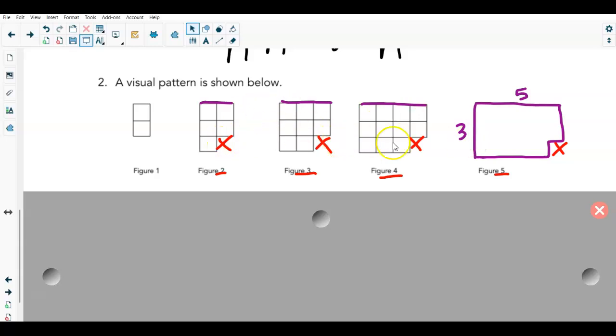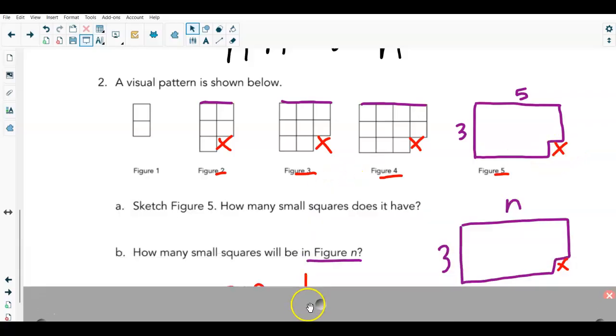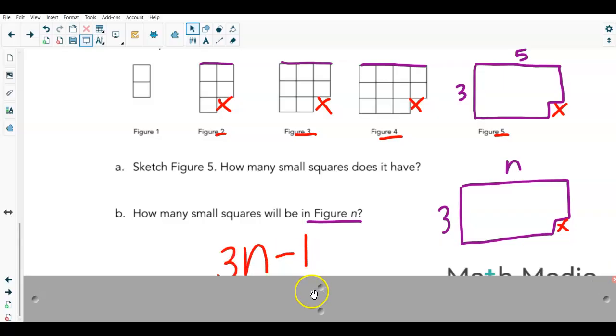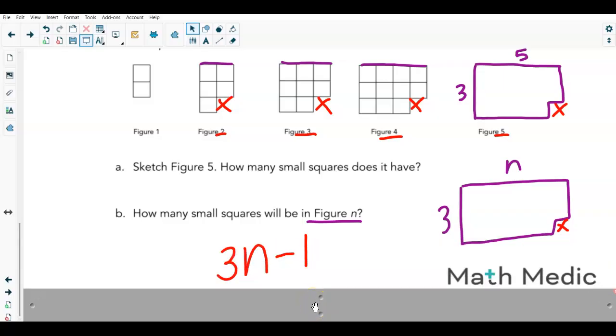But if you notice, they're all missing this bottom corner. So it would be 3 high, 5 wide, missing this corner. And so, in figure n, they would all be 3 high, n wide, missing the corner. And so that could get you this expression, 3n, or 3 times n, to get the area of that rectangle, minus 1. This is not the only expression. If you found a different expression, I encourage you to simplify it. And when you simplify it and combine your like terms, it should simplify to 3n minus 1. If you're not sure that your expression is correct, you can show me tomorrow when we return to class.